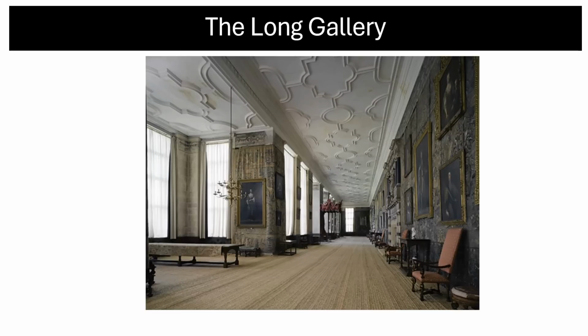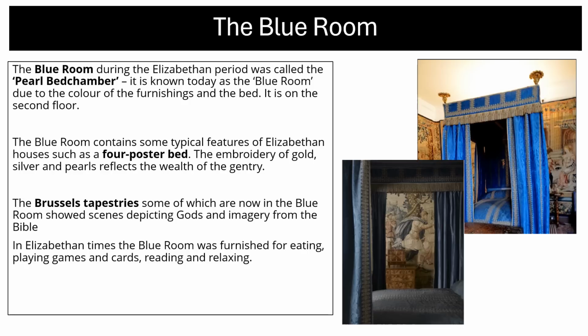So the Blue Room during the Elizabethan period was called the Pearl Bed Chamber, but it's now known as the Blue Room due to the distinct blue colouring of the furnishings and bed, and it's on the second floor. The Blue Room contains some typical features of Elizabethan houses, such as a 4-poster bed. The embroidery of gold, silver and pearls reflects the wealth of the gentry.